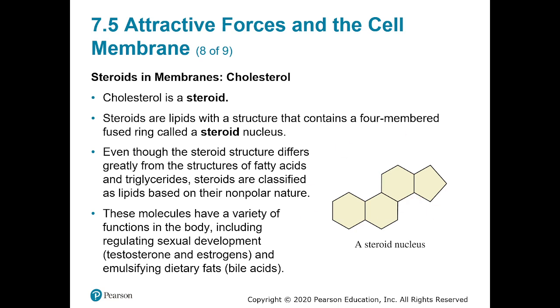Now, these are going to have a variety of molecular functions in your body. It will have things like regulating sexual development, which would be your testosterone and estrogen, emulsifying dietary fats, bile acids, and of course, we have things like signaling in your body to do various functions, okay? Which is actually the sexual development signals for testosterone and estrogens do that as well.